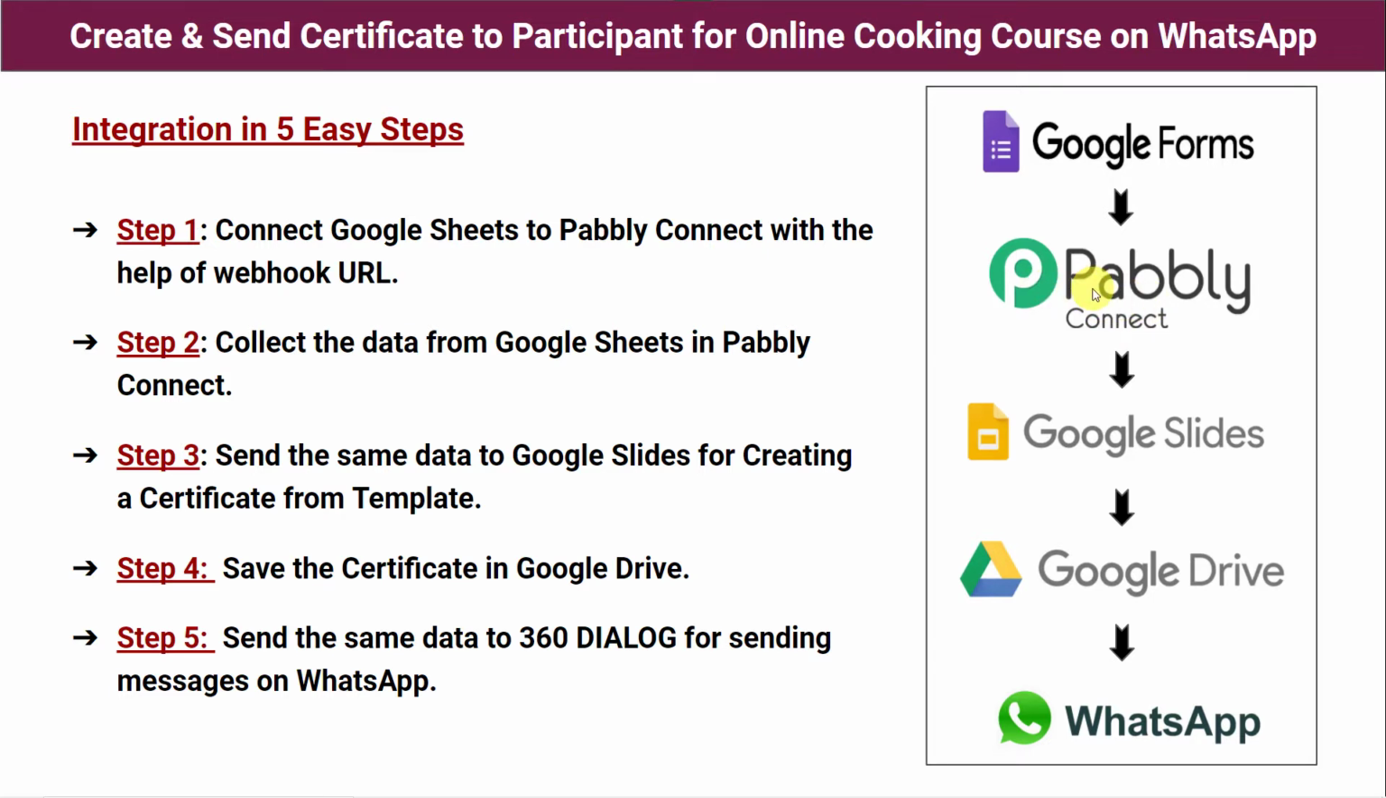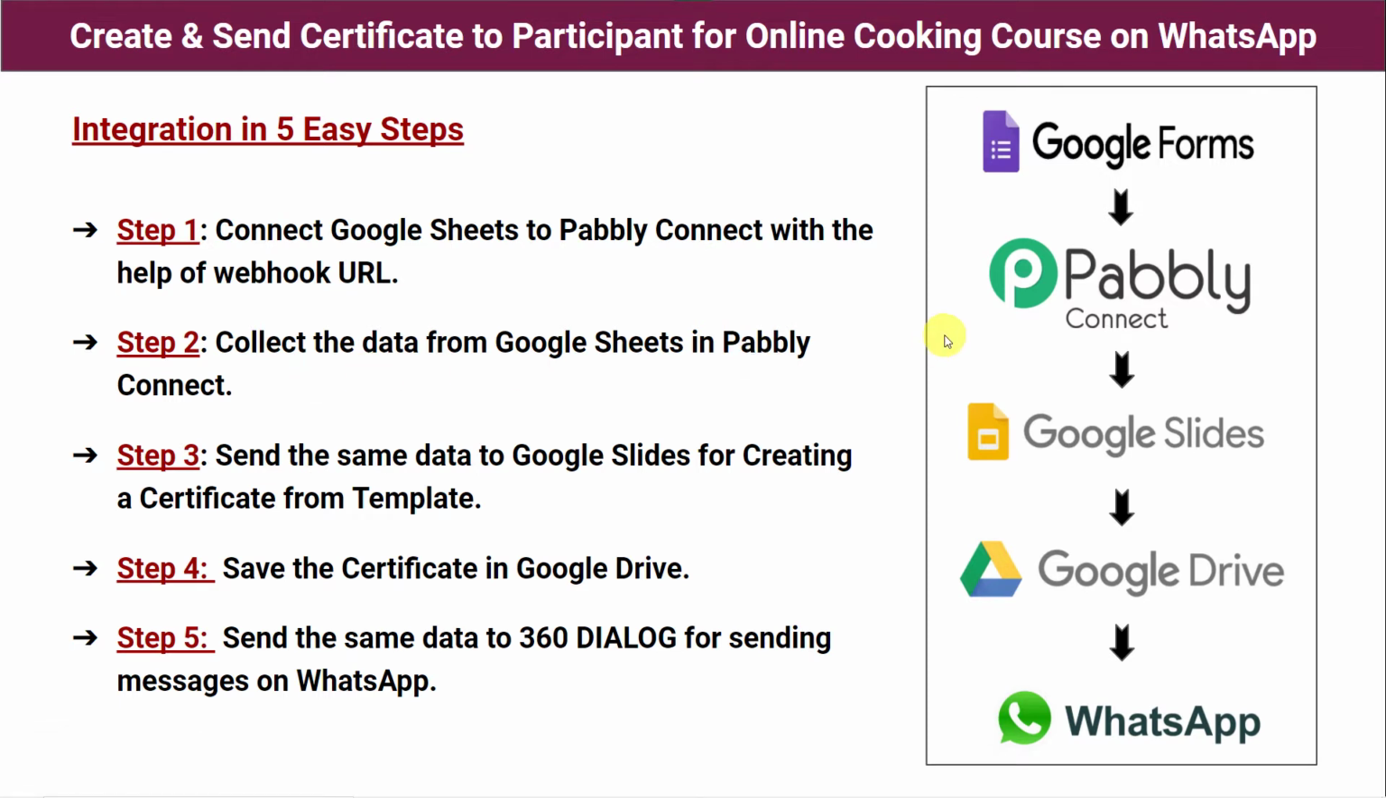Okay. So here the first application is Google Forms. So let me tell you that Google Forms responses are collected into the Google Sheets. So that is why we are creating an integration with Google Sheets. Okay. So Pabbly Connect will give us a webhook URL. We have to paste that webhook URL into the Google Sheets of this Google Forms. Okay, that's step 1.